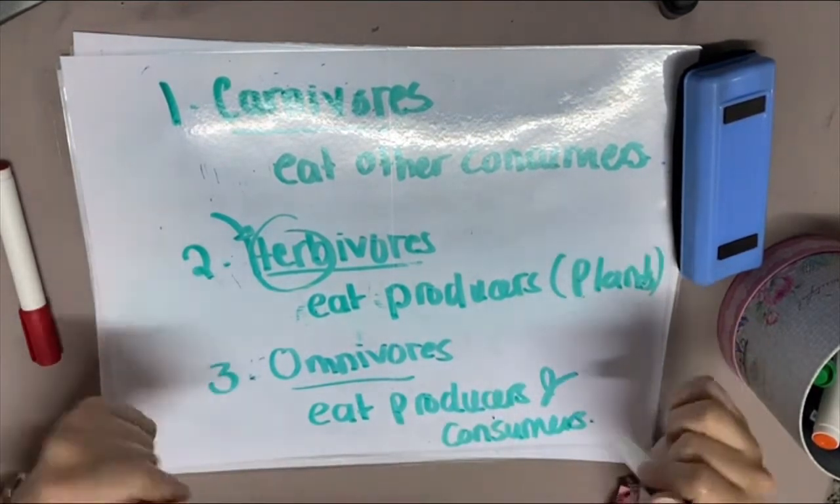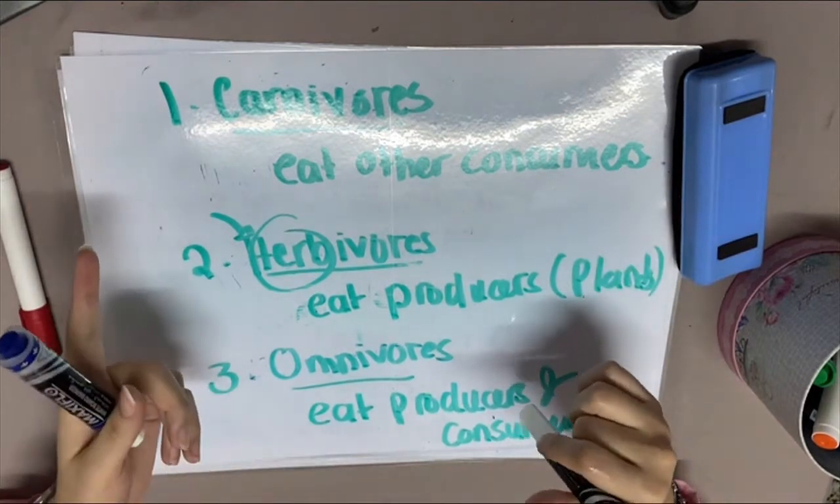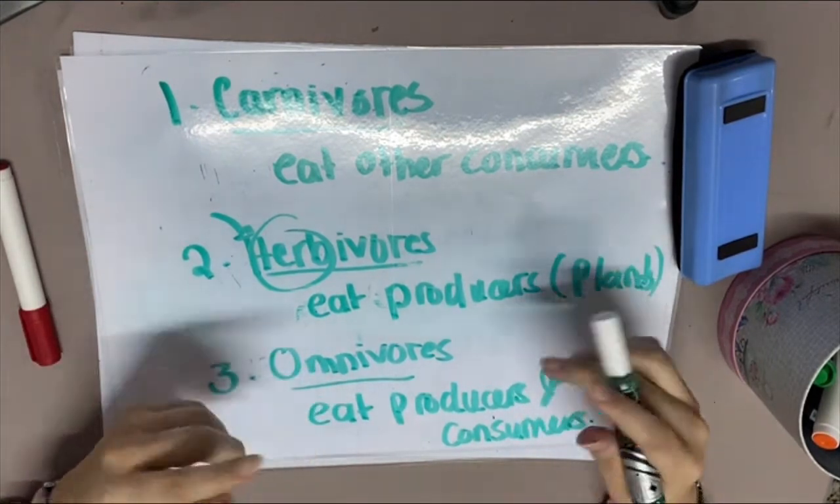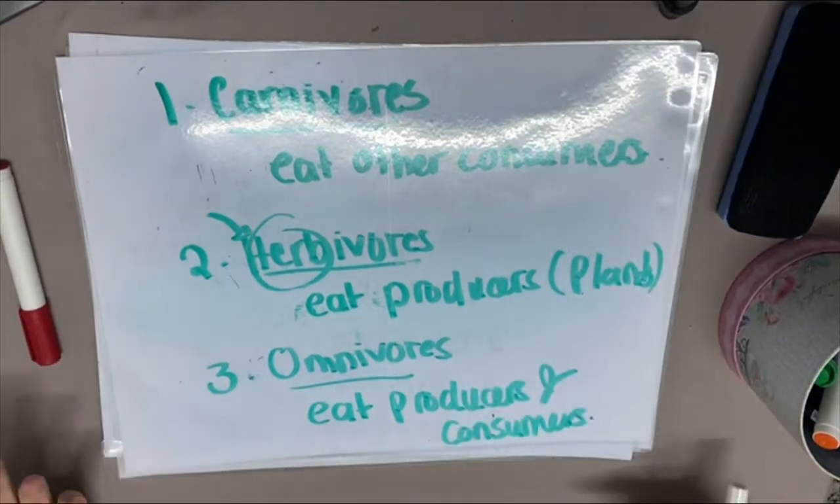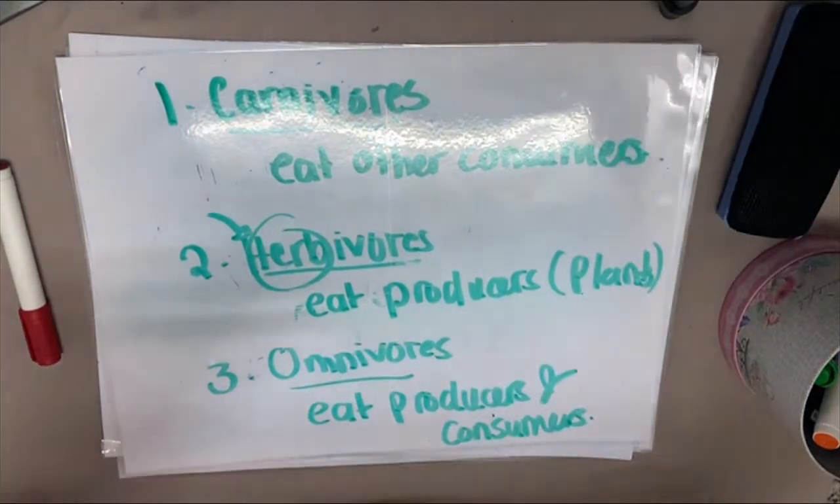So, for example, bears. They eat berries and plants as well as fish. And of course, as humans, we're omnivores. We eat both animals and plants.